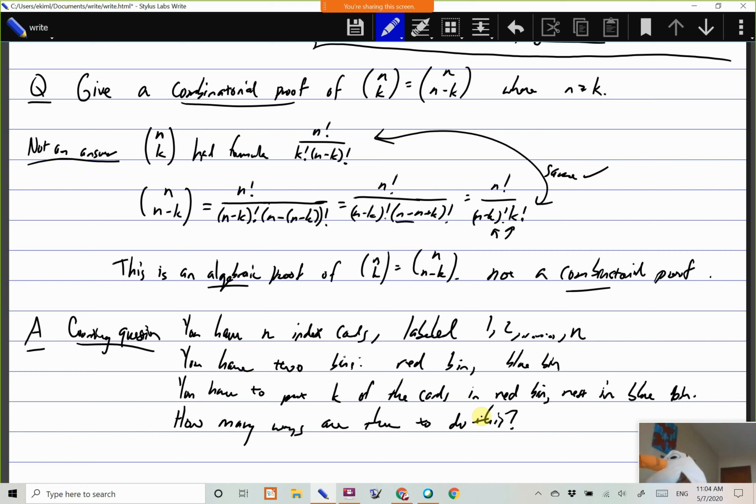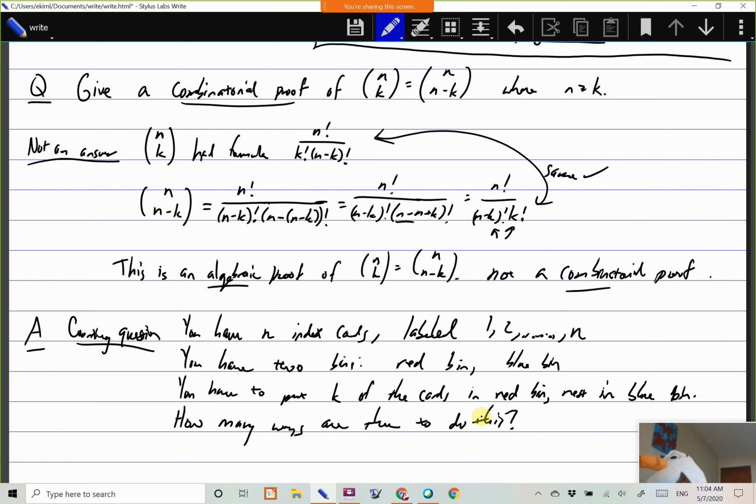So is this a proof? Yeah, it's a proof, but if the question said give a combinatorial proof, and you give this algebraic proof, it doesn't really answer the question. It's something, but it's not a combinatorial proof. So I'd like to reprove this. I'd like to give an answer that is a combinatorial proof, meaning we should come up with a counting question.